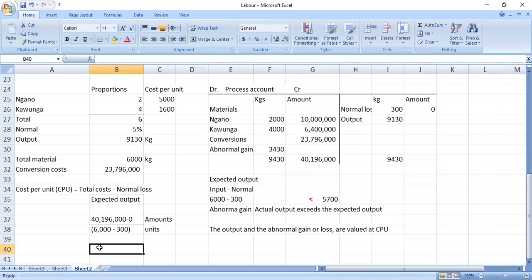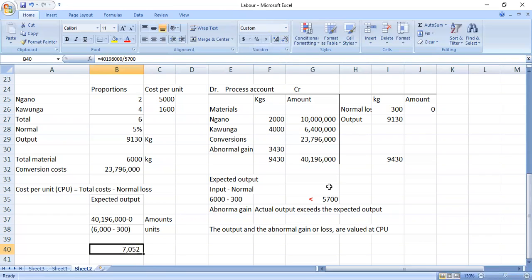Okay, so meaning that my answer for my CPU should be, let me wrap that later. So it is equal to 40M, 196,000 minus 0, so it remains the same. Then divide by 5,700, which is the expected output. So this is the value. You can round it off to just one decimal place, depending on you really. Okay, so this is my CPU.